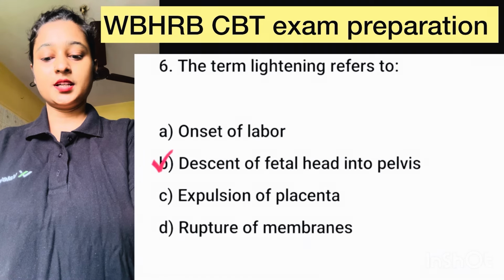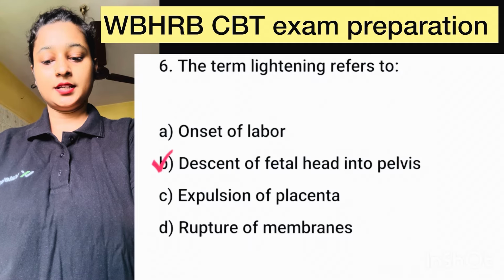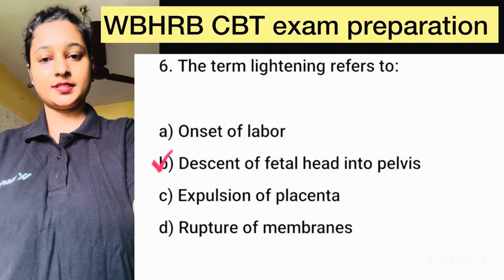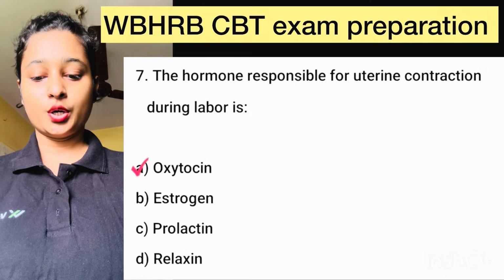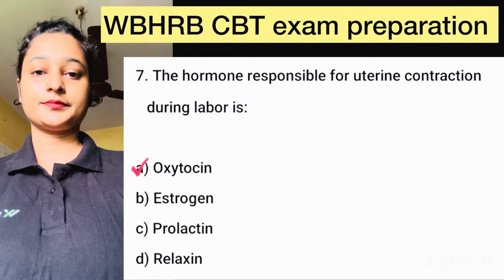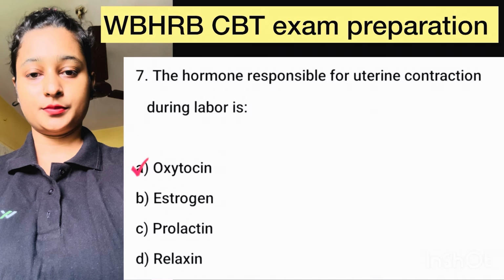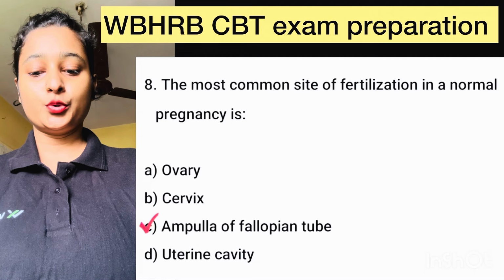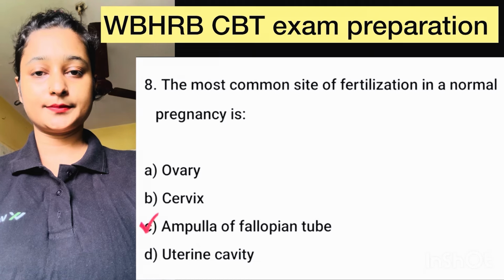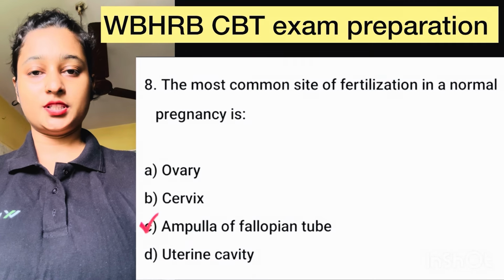Question number 6. The term lightning referred to. Here correct option is option B, descent of fetal head into pelvis. Question number 7. The hormone responsible for uterine contraction during labor is. Here right option is option A, oxytocin hormone. Question number 8. The most common site of fertilization in a normal pregnancy is. Here correct option is option C, ampulla of fallopian tube.